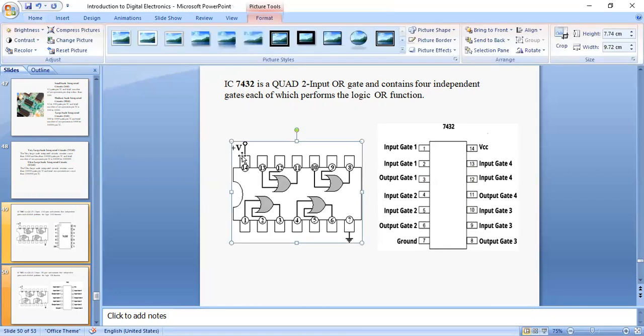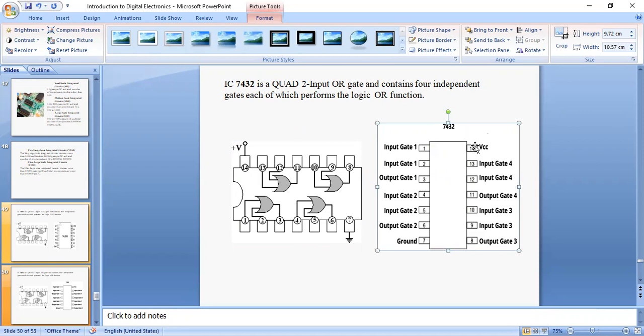This V plus voltage means the VCC is there. This is the VCC pin and this is the ground pin. Definitely the 14th pin is the VCC and the 7th pin is the ground pin. Next, this is about the OR gate.